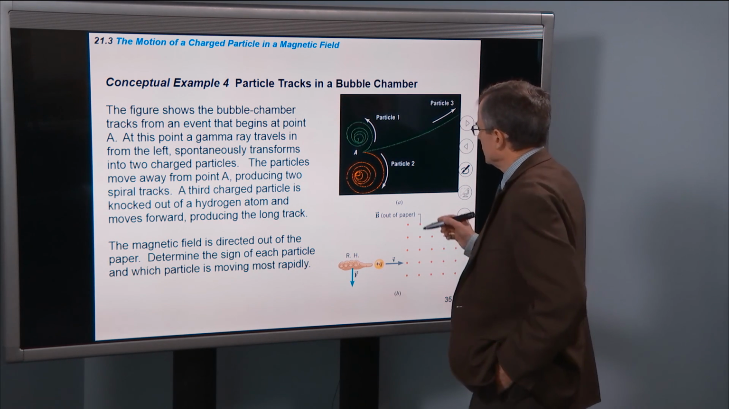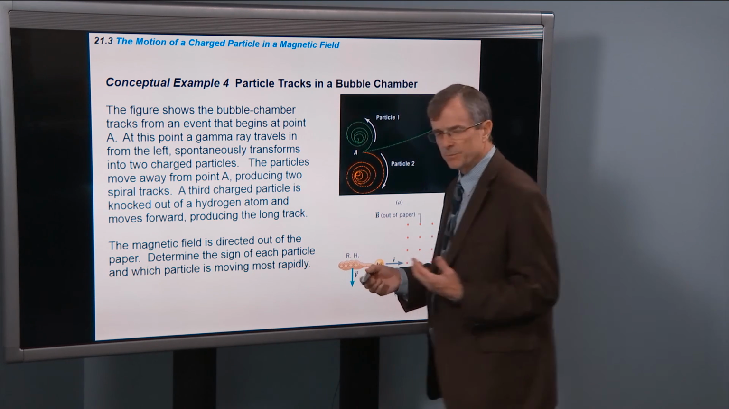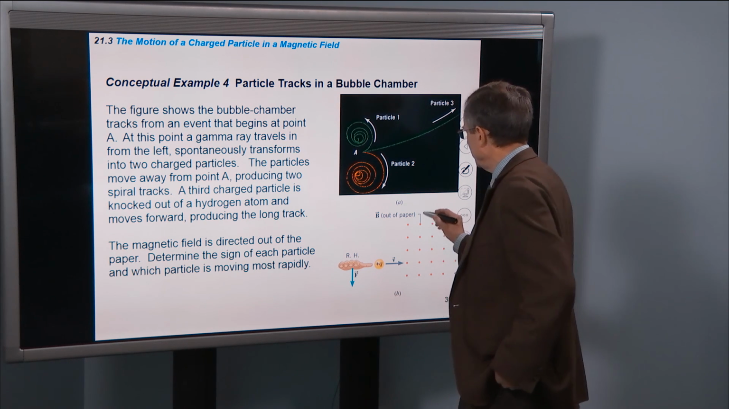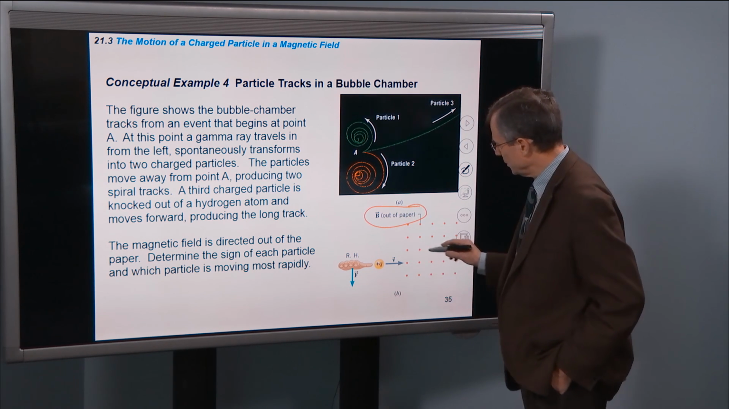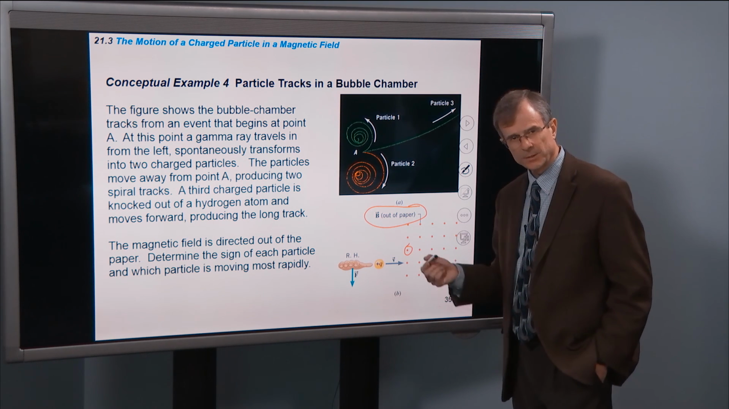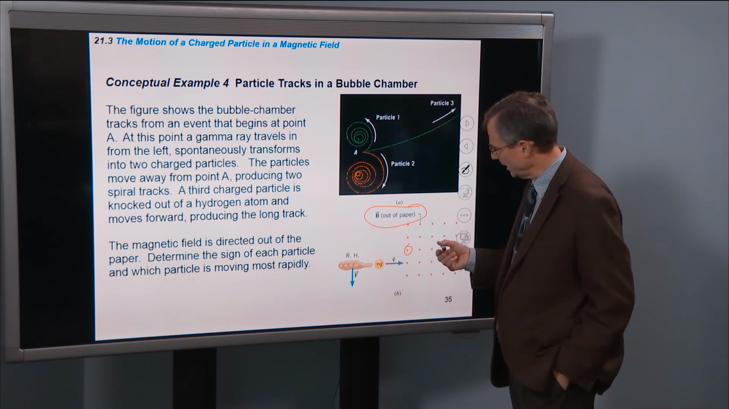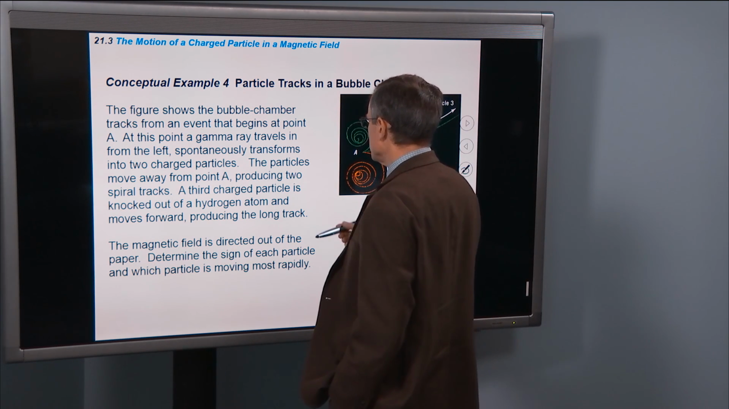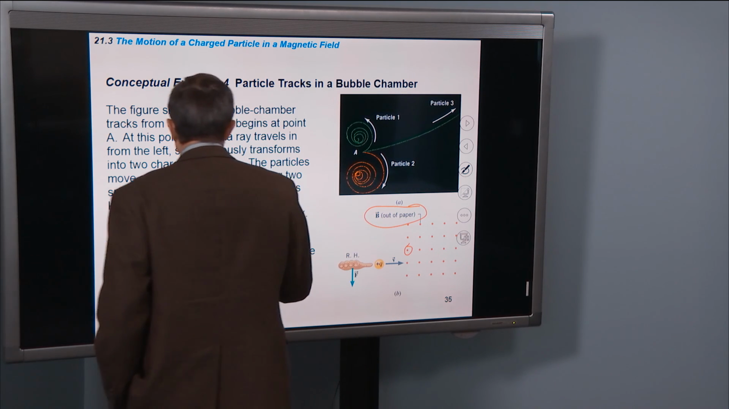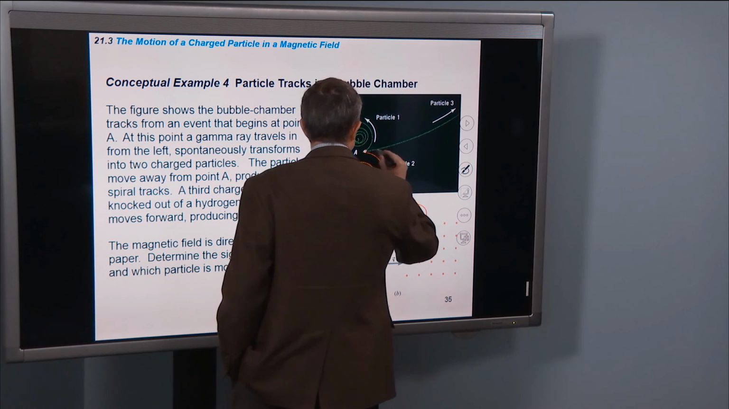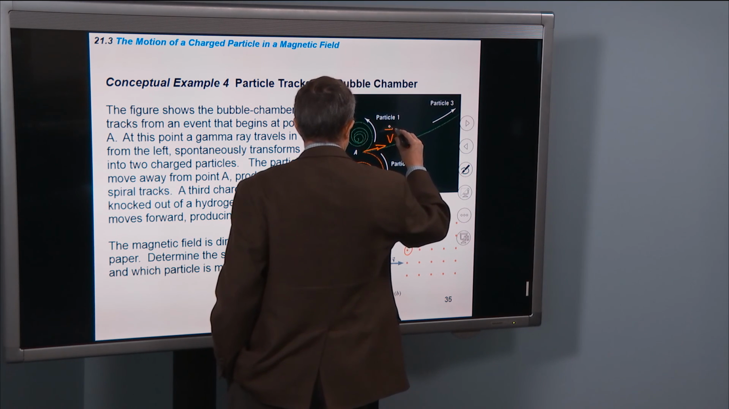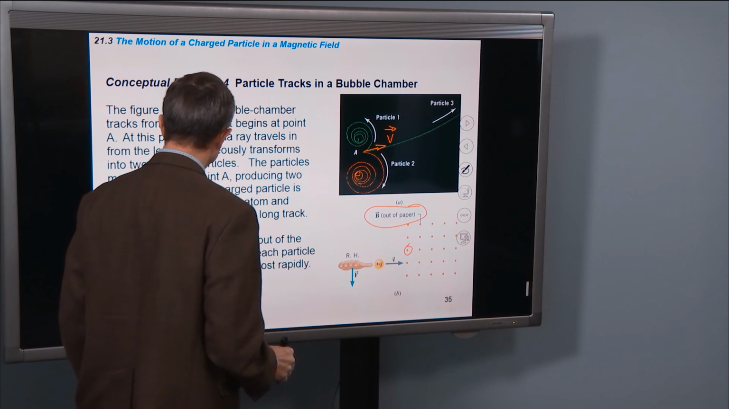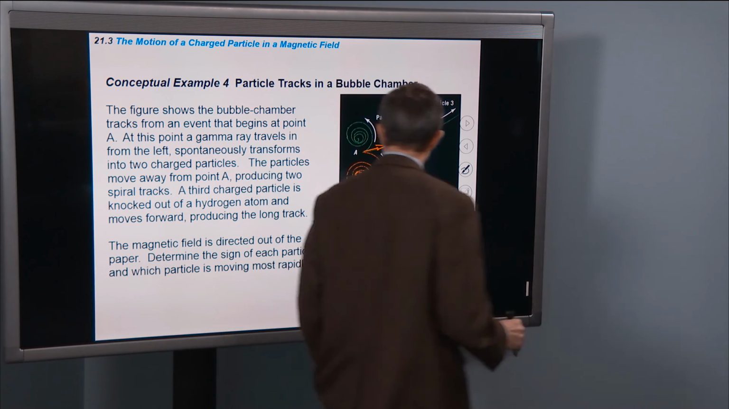Same kind of thing in bubble chambers. So we've got an event that creates some charged particles, and they're heading out into space, but there's a magnetic field. And in this case, it's out of the paper. So we don't actually have the circles around these magnetic fields. We just have the dots that denote a magnetic field that's out of the paper. Well, we're supposed to ask, so the particles are moving in this direction. So that's the velocity. And we're trying to determine the sign of each particle and which particle is moving most rapidly.